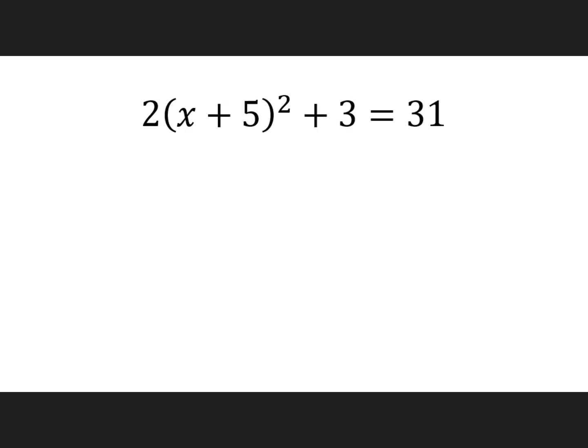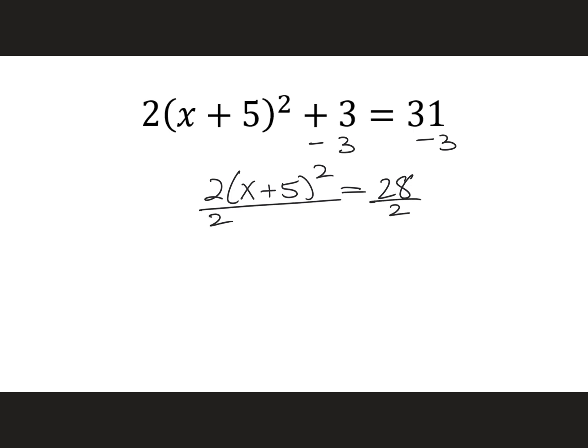All right, one more. Here we go. I got to get rid of the 3. I got to get rid of the 2 so that I only have my parentheses with the exponent left over. You always get rid of what's added or subtracted first, so let's do this. -3 on both sides. So I'll have 2 times (x plus 5) squared equals 28. And then I'm going to divide this side by 2 and this side by 2. And I'll get (x plus 5) squared equals 14.